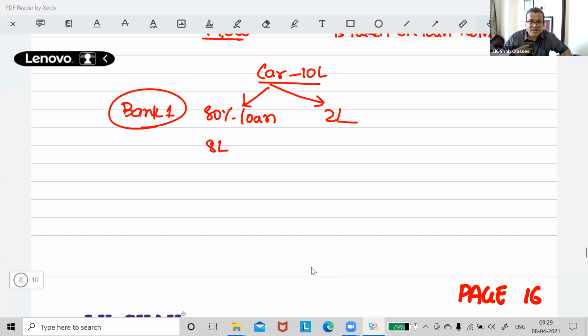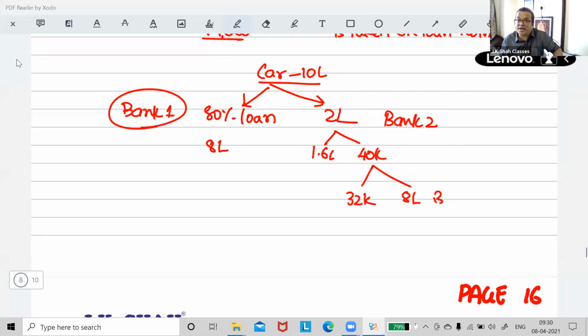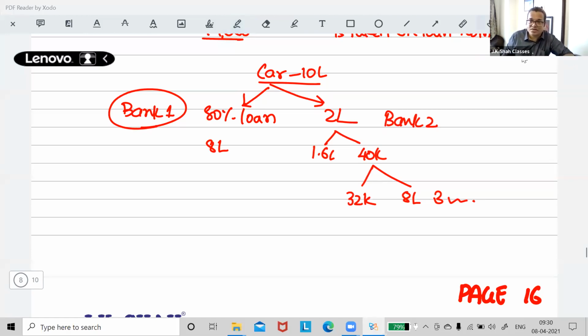Own funds, na? Some people want to go for there also. Well, no, no, sir, 50-50. What do you do? You go to bank two. Bank two says 80%. Okay, give me 1.6 lakh. For remaining 40K, I will go to bank three. Bank three says, okay, take 32K from me for 8 lakh, but go to bank four. How? Like this, you will take loan? That's what people think.